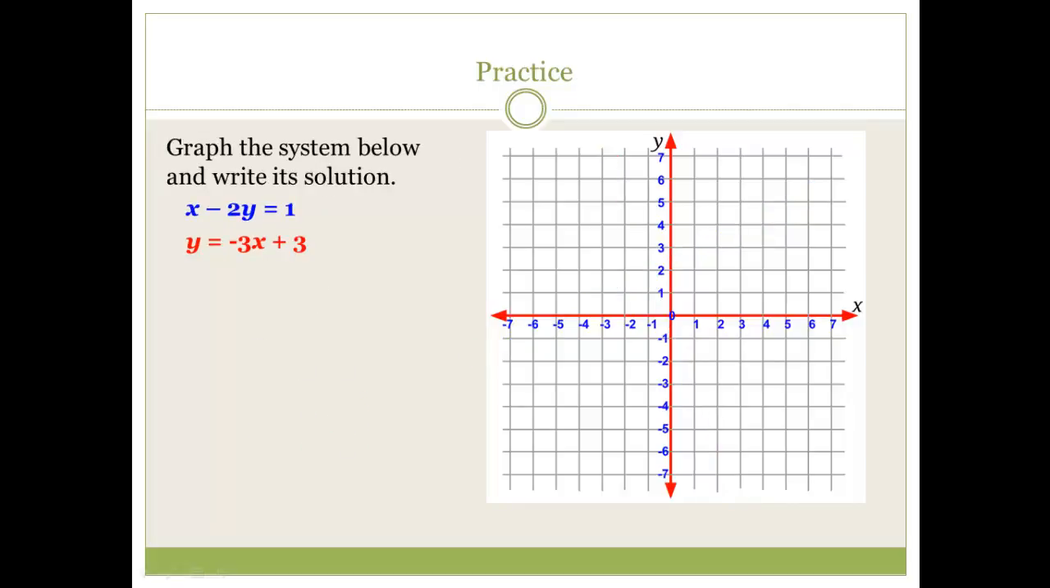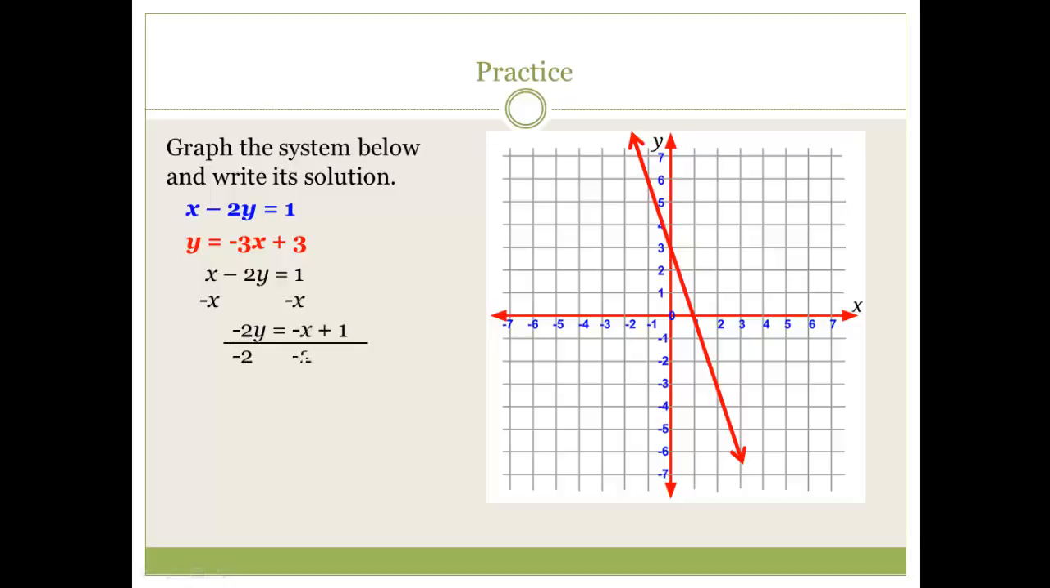Last practice. Graph y equals 3x plus 3 first, since y is already alone. The line should look like this. With x minus 2y equals 1, you'll need to get y alone. First, subtract x on both sides. X cancels out on the left side. You're left with negative 2y equals negative x plus 1.